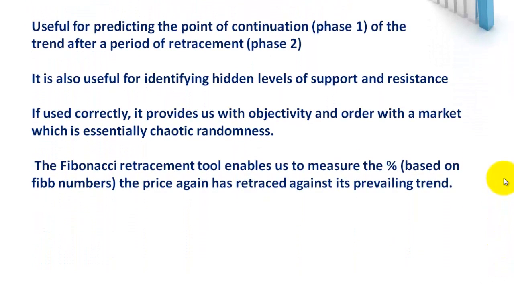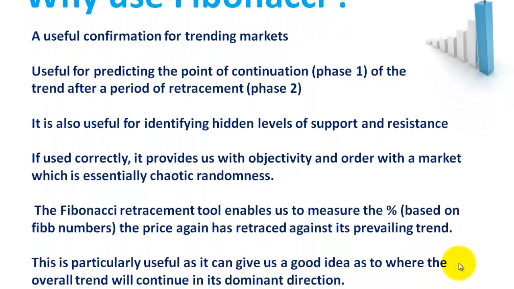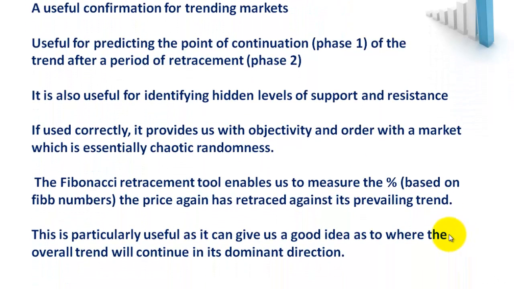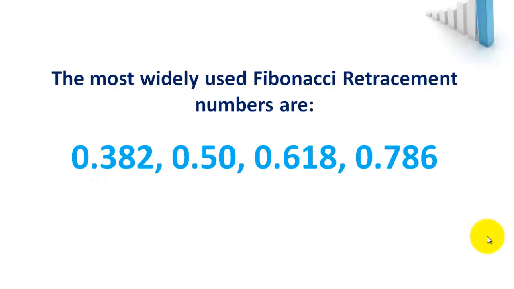So the Fibonacci retracement tool essentially enables us to measure the percentage, which just happens to be based on Fib numbers, the price has retraced against its prevailing trend. So we want to establish, based on percentage terms, which happen to be Fibonacci numbers, the percentage phase 2 might have occurred, and we can use this in addition to preempting when phase 1 is going to continue its dominant downward trend. It gives us essentially a good heads up as to when we can reasonably expect the dominant trend to continue its direction.